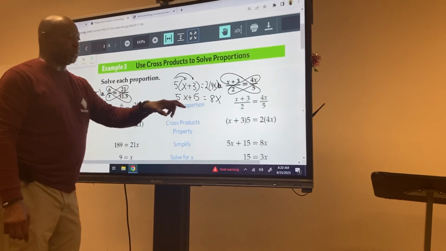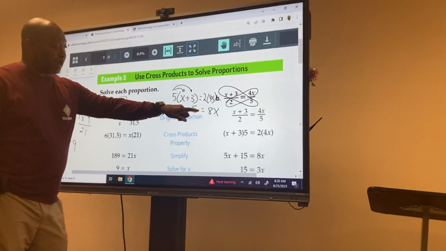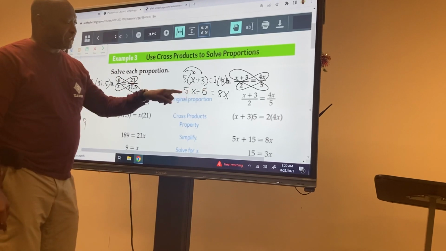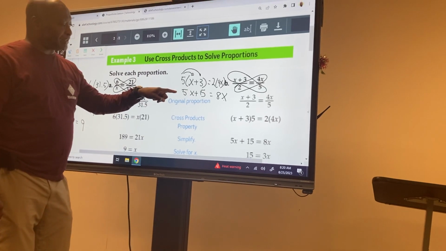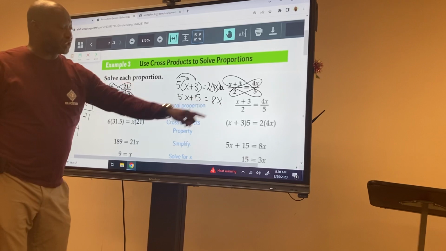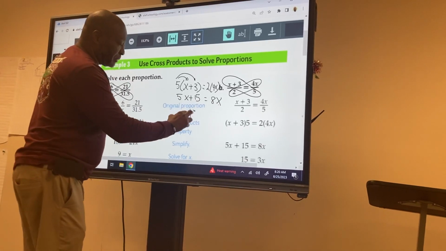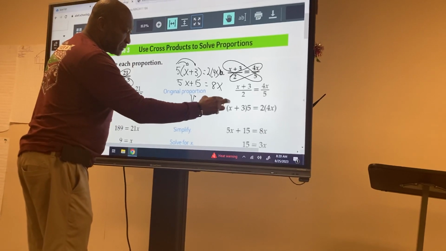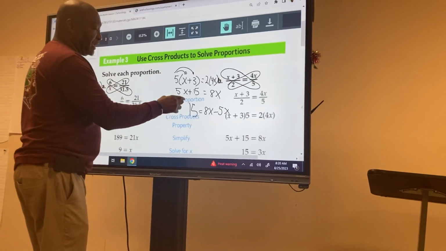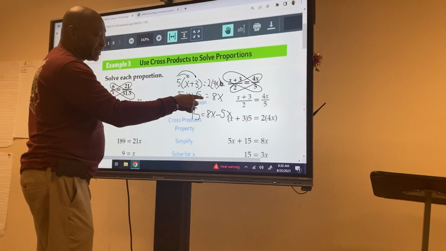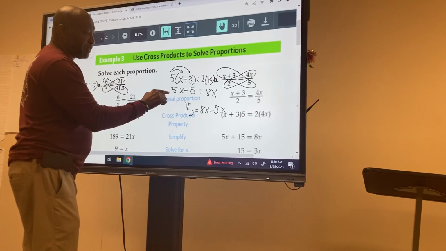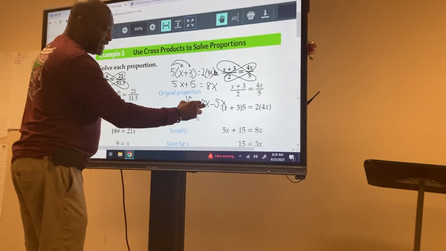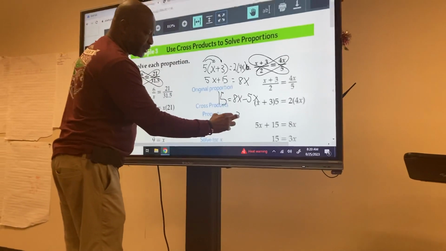Now, one rule is, anytime you move a term to the other side of the equal sign, the sign changes. So if it's positive over here, when I move it over here, it's going to turn negative. So this is going to become 15 is equal to 8x minus 5x. Okay, you just have to know that. Anytime I move a term to the other side of the equal sign, the sign changes. If it's positive over here, when I move it over here, it becomes negative. So this is 8x minus 5x, so this becomes 3x.